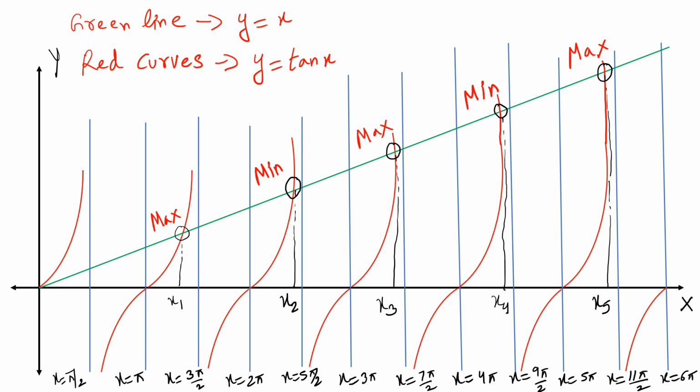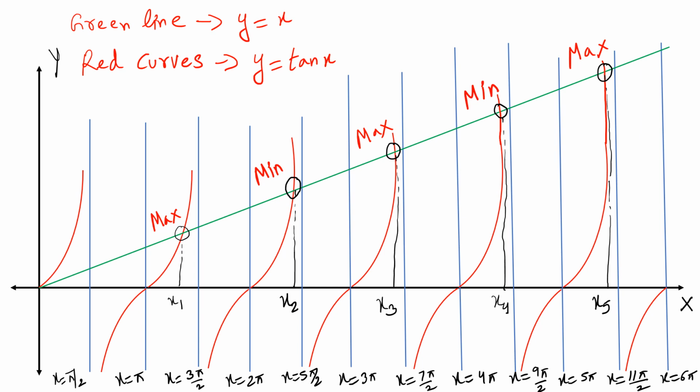Now students, in the option C, it is mentioned that there are 3 points of local maxima for the function f of x in the closed interval pi to 6 pi. Now this statement is correct because clearly from the graph we can see that x1, x3 and x5, they all lie in this interval. So there are 3 points of local maxima for this function in the closed interval pi to 6 pi. So that means option C is correct.